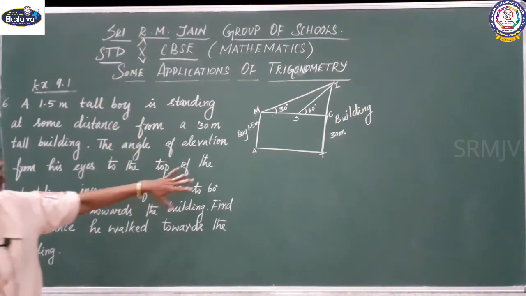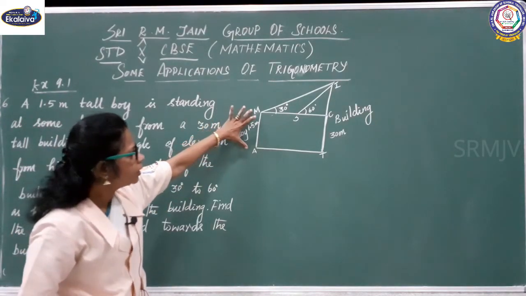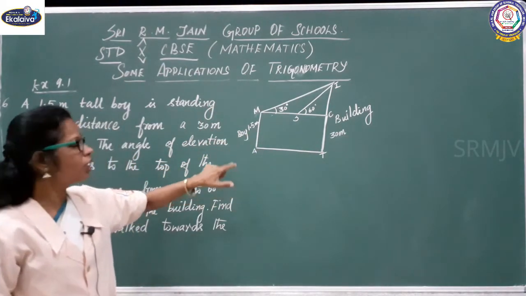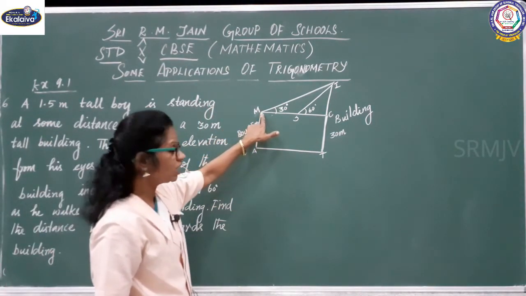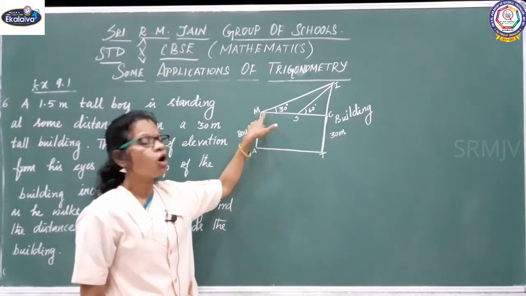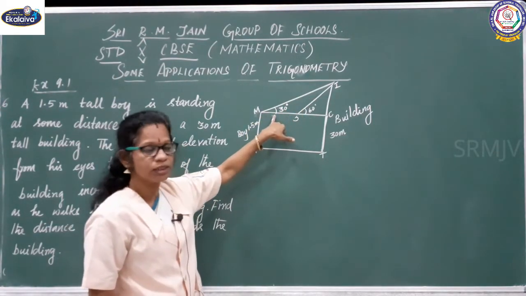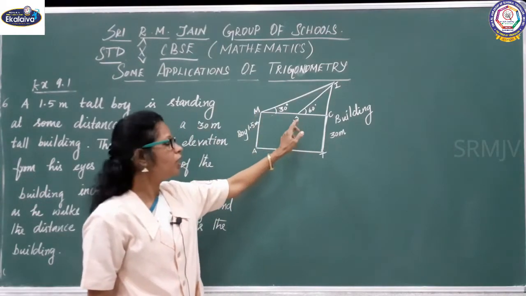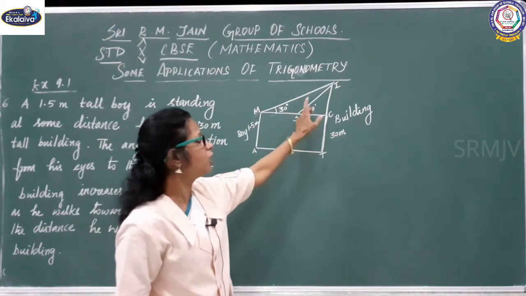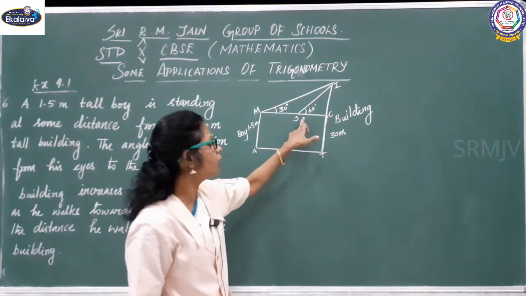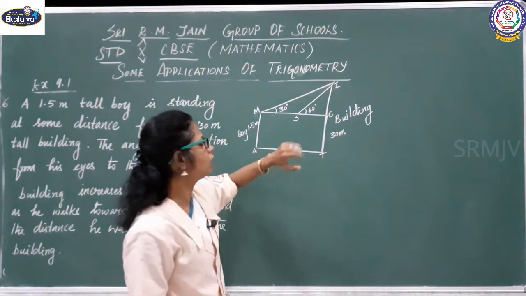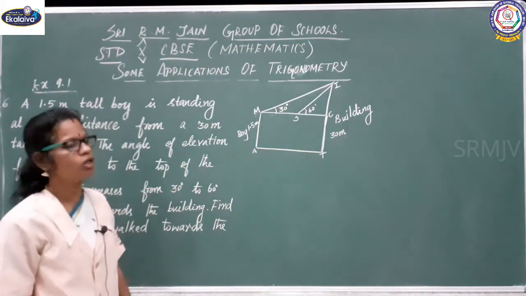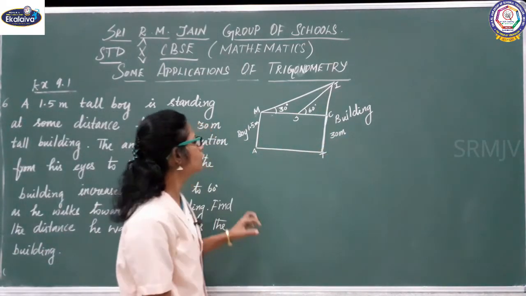Once again, I am going to explain the diagram. You see, children, MA is a boy, that is 1.5 meter. He is viewing the top of the tower at an angle of 30 degree. Then he is moving towards the building. That time when he is viewing the top of the tower, it makes an angle 60 degree. The total height of the building is 30 meter.